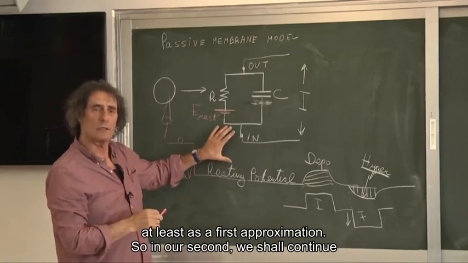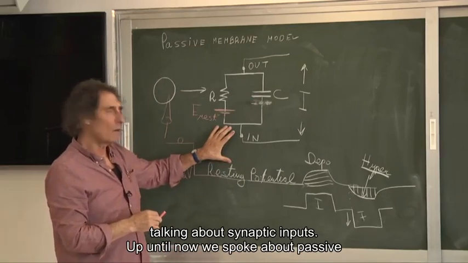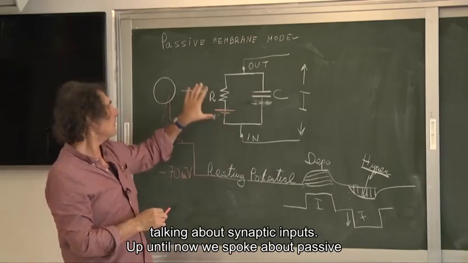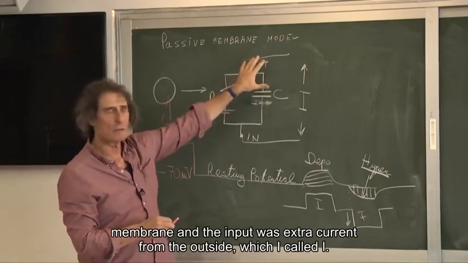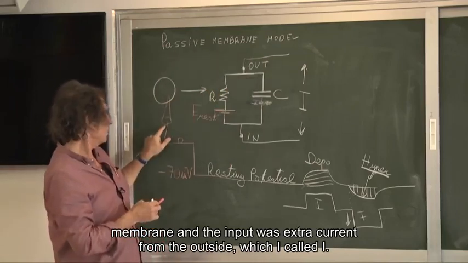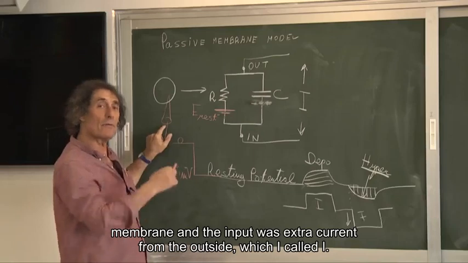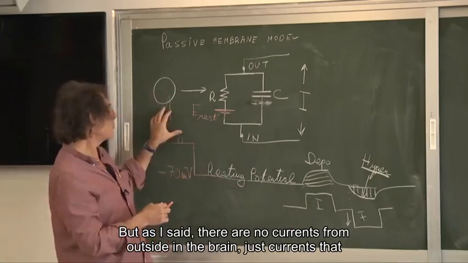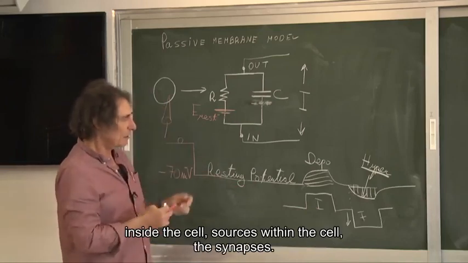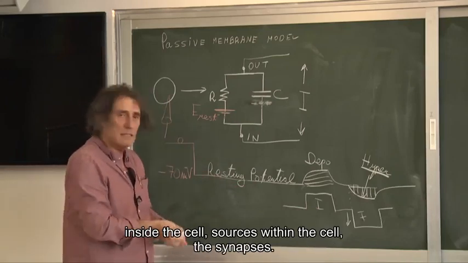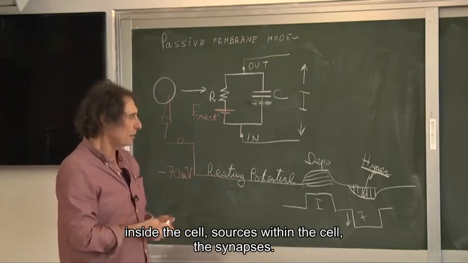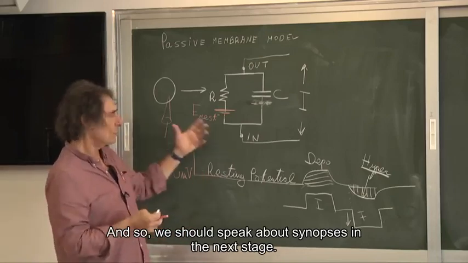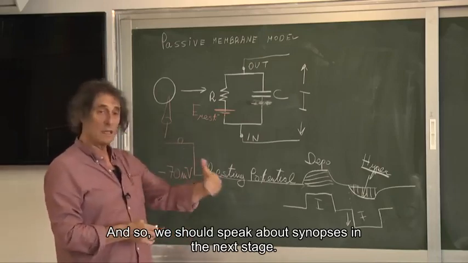So in a second, we shall continue talking about synaptic inputs. Up until now, we spoke about the passive membrane, and the input was extra current from the outside, which I called I. But as I said, there are no currents from outside in the brain. There are currents that are inside the cell, sources within the cell, the synapses. And so we shall speak about synapses in the next stage.